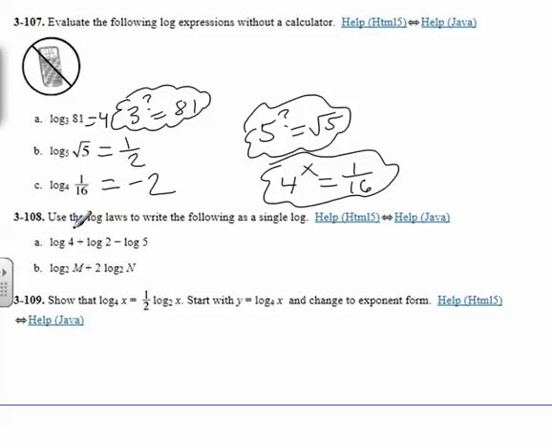Okay, 108, use the laws of logs we learned, 3 laws, to write each as a single log. So we're compressing, basically putting all these together. Let's look at this piece first. Log of 4 plus log of 2, what we learned is it's 4 times 2, so this is the same as the log of 8. And then we've got log of 8 minus log of 5. Subtracting is the same as division, so we end up with log of 8/5.